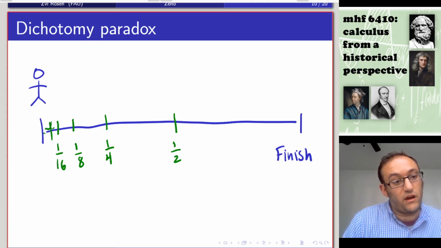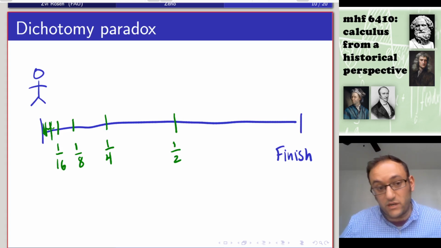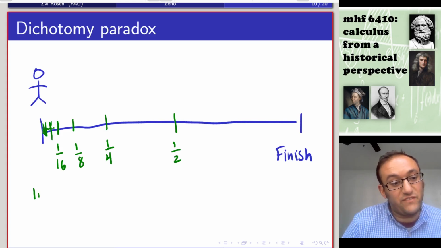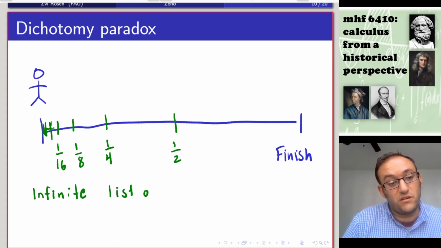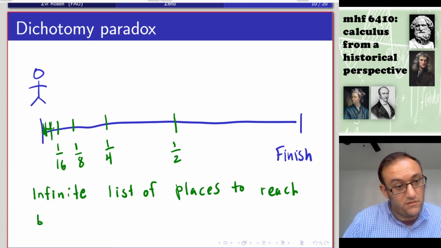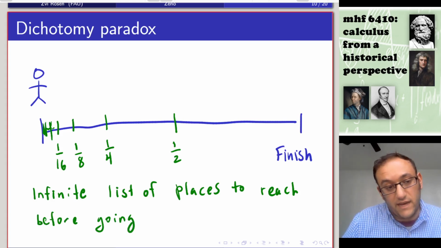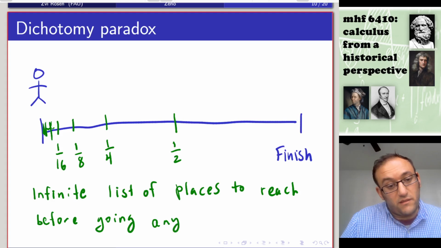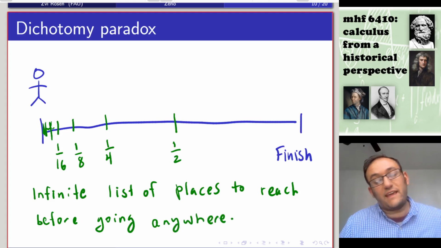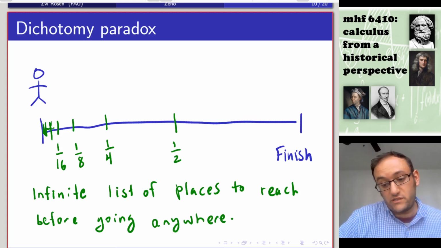Okay, you're going to get arbitrarily many halfway marks, infinitely many halfway marks. So that means we have an infinite list of places to reach before we get anywhere. Okay, that's the dichotomy paradox. So you can't get to that finish line because there's too many things to do first. You have to go to too many places first.